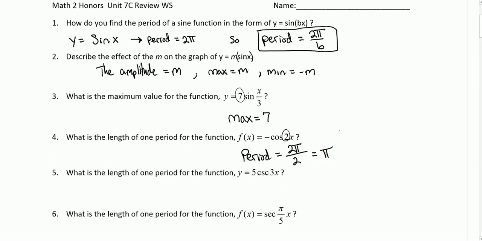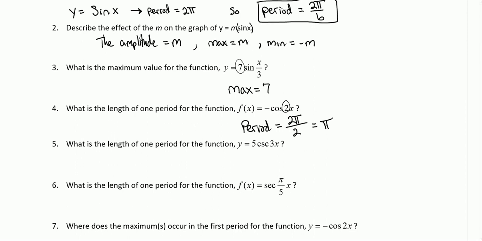Number 5, what is the length of one period of the function 5 cosecant 3x? The basic cosecant function has a period of 2 pi. But that 3 in front of the x shrinks it down to 2 pi over 3.